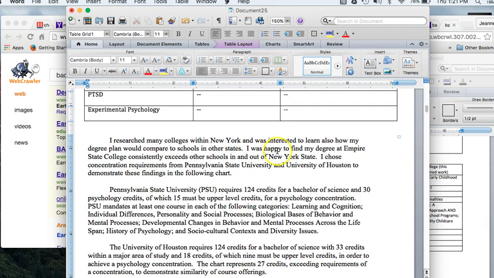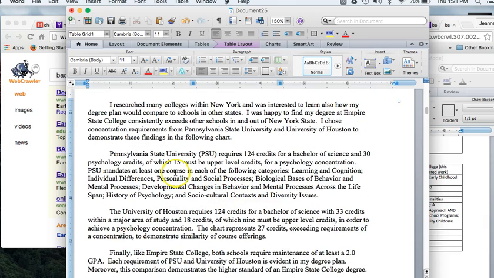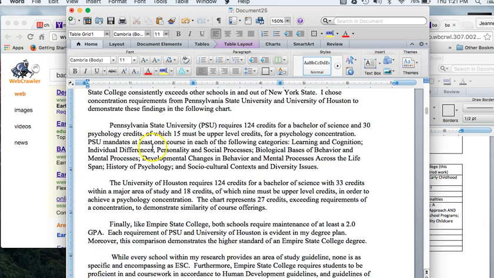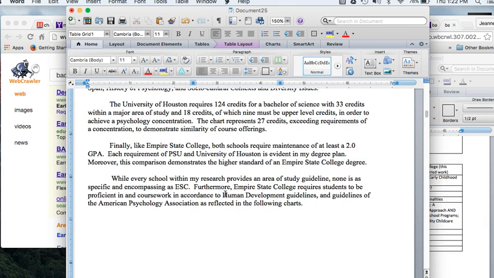What she researched, what she found out, she compared those two, and then she actually went into a lot of depth here. She said what Penn State wants, they want 124 with 30 psych credits, 15 which are upper level. And she then told you what University of Houston required. So she did all of this research, and then her Empire State.